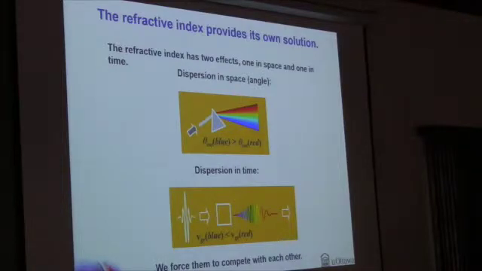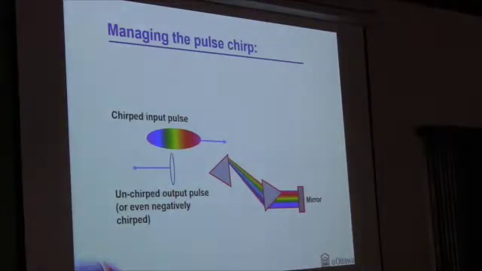And so, although it took 20 years in order to discover this from the beginning of mode locking, and people worried about how to get around the problems of pulse dispersion, it turns out it's quite straightforward. You try to get dispersion in space to compensate for dispersion in time. Let me just show you how this works.